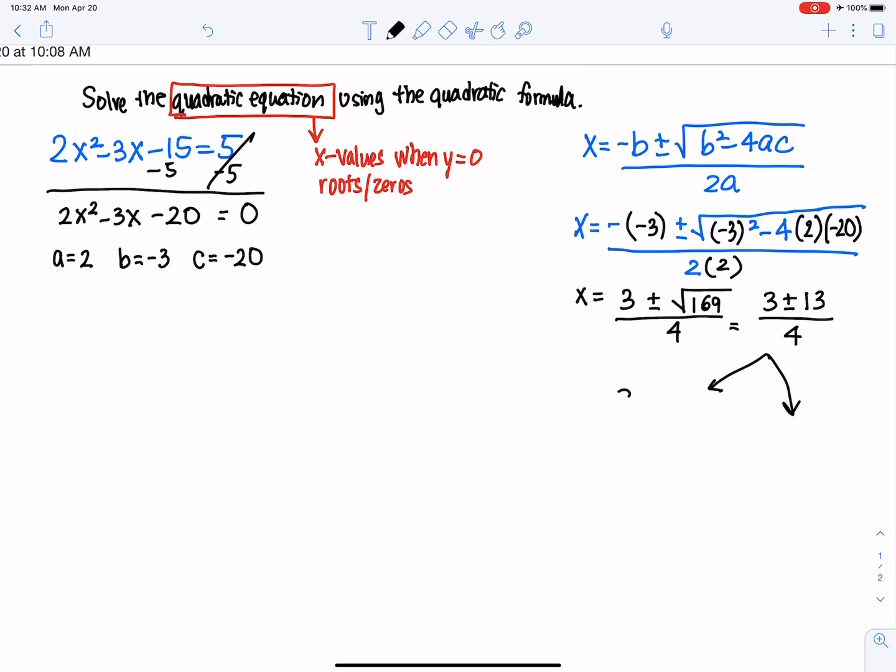So here we have 3 plus 13. So I'm going to write 3 plus 13 over 4. And we also have another version, 3 minus 13 over 4. So let me write that down, 3 minus 13 over 4. So I put this in the calculator. I have 3 plus 13, and that's going to be 16 divided by 4, and that's equal to 4. So that's my 0, or that's my root, or that's my x value when y equals 0.